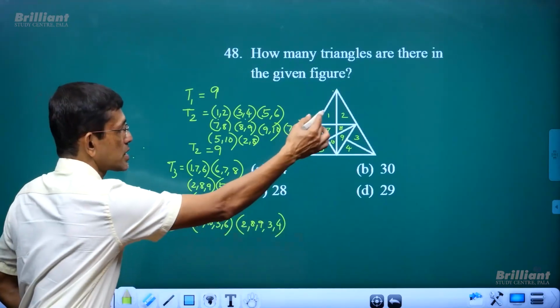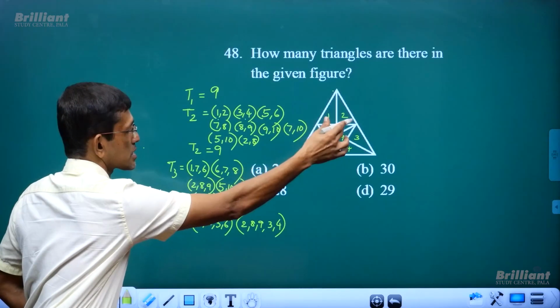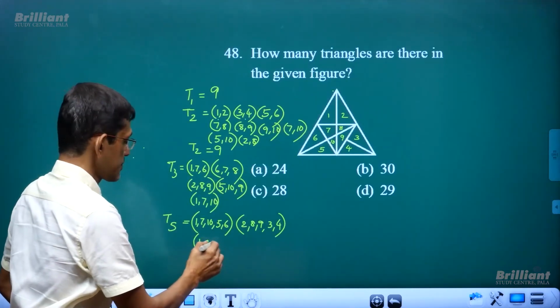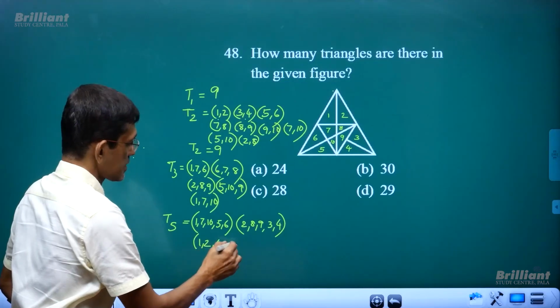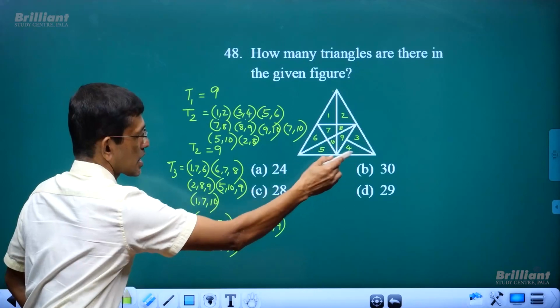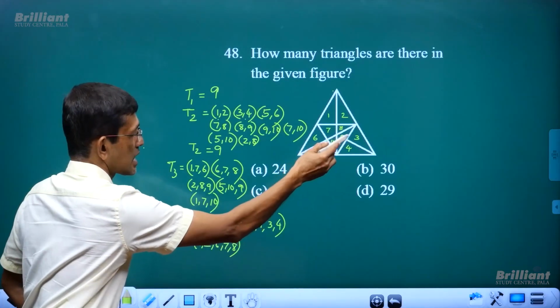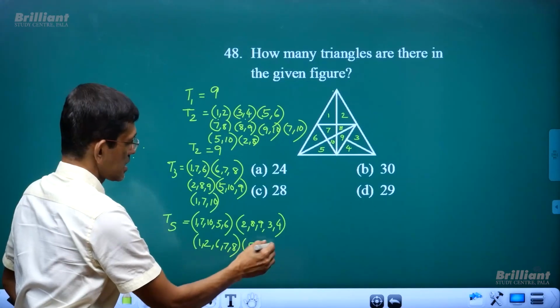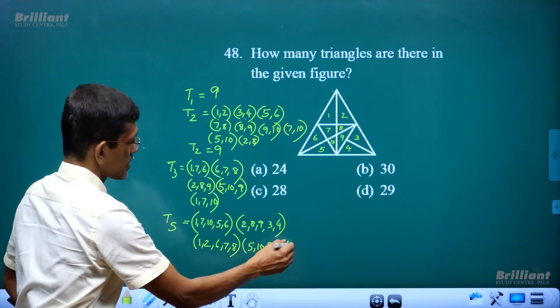Possible? Yes. 1, 2, 6, 7, 8. See that? That's a triangle. How about this one? This is a triangle again. So that's 5, 10, 9, 3, 4.